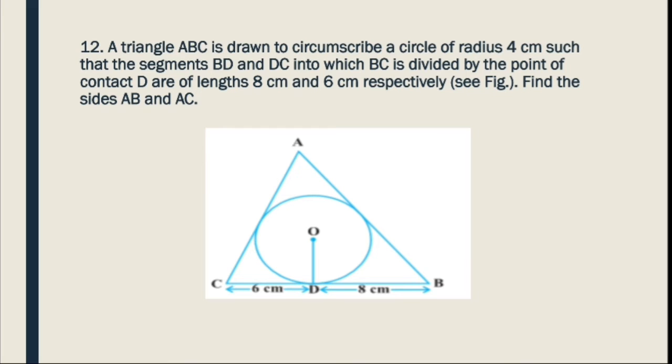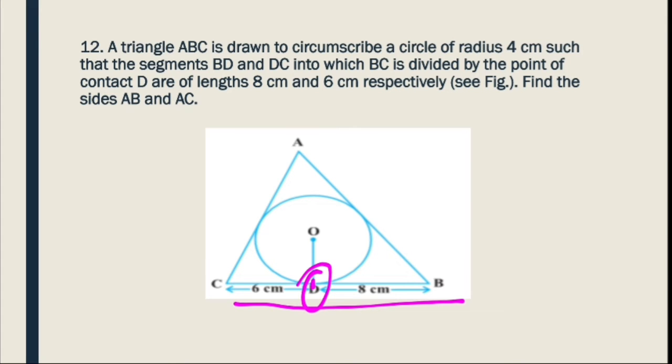The meaning of this question is OD is the radius of this circle with length 4 cm. ABC is a triangle which is circumscribing this circle. So you can say that AB is a tangent, AC is a tangent, and BC is also a tangent to the circle. I am considering that BC touches the circle at the point D. That is, D is the point of contact and OD is the radius.